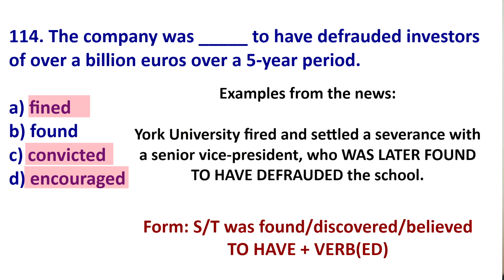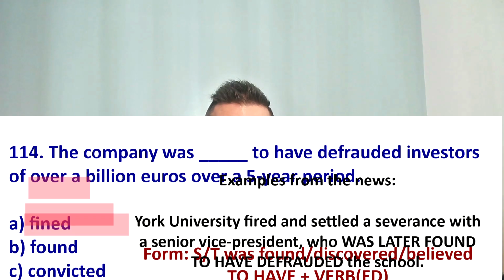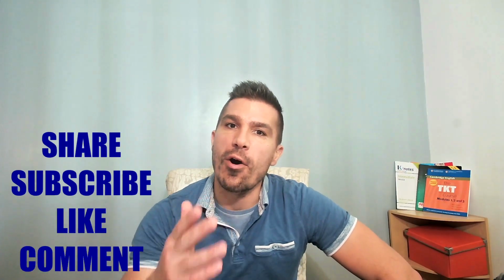So we can see in this TOEIC question, the company was found to have defrauded because maybe the government found that the company had defrauded investors. Very difficult question. Hopefully this makes it easier. Lots of collocations.